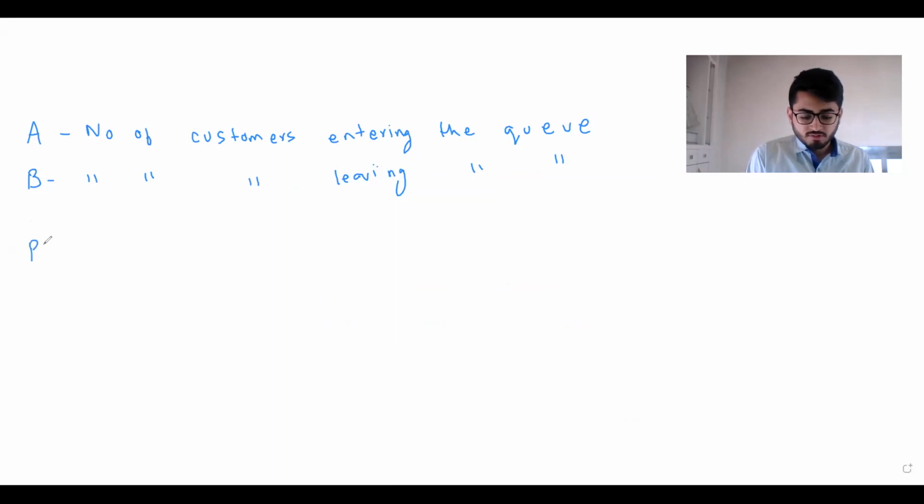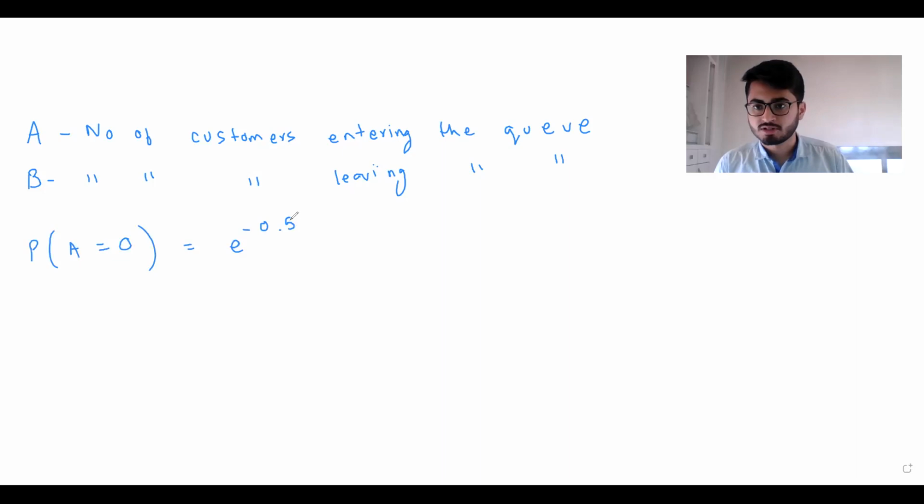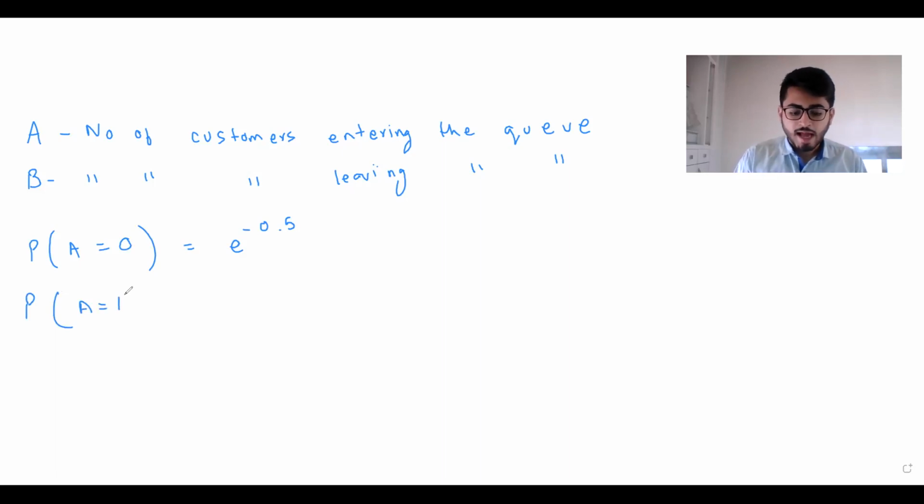And then we would be modeling the total number of customers at each time t. So first thing, probability A equal to 0. That is, I want that in a particular day, 0 customers are entering the queue, which would be e to the power minus 0.5. This is straightforward using the formula of a Poisson distribution. Next, what I will see is probability A equal to 1. Now, there is the trick over here. I would be taking 3 different cases. I could take 2 as well.